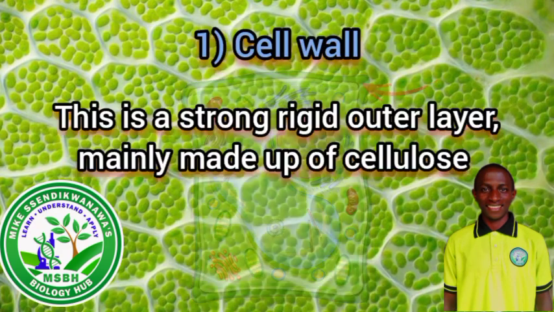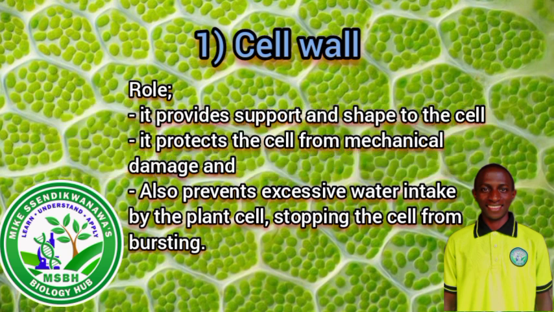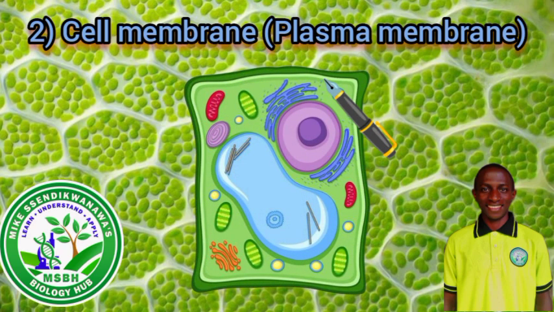1. Cell wall. This is a strong rigid outer layer mainly made up of cellulose. Role: it provides support and shape to the cell. It protects the cell from mechanical damage and also prevents excessive water intake by the plant cell, stopping the cell from bursting.